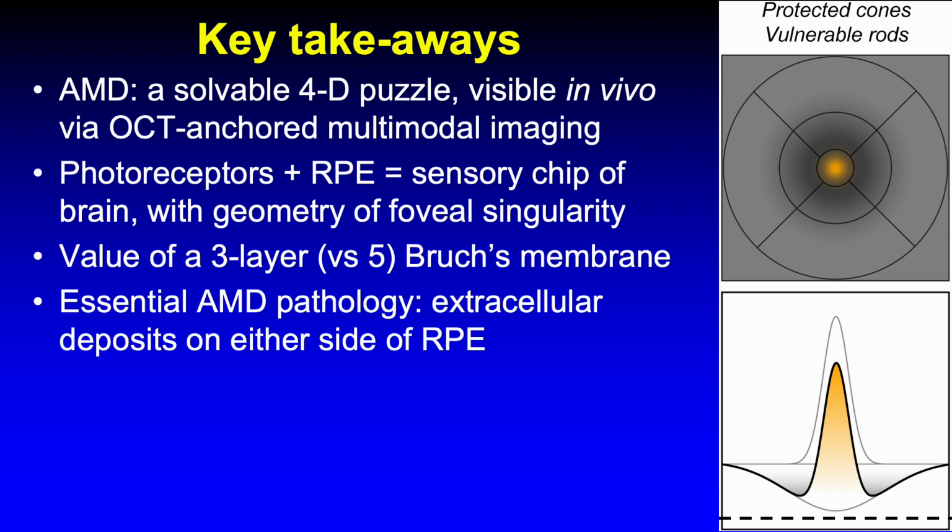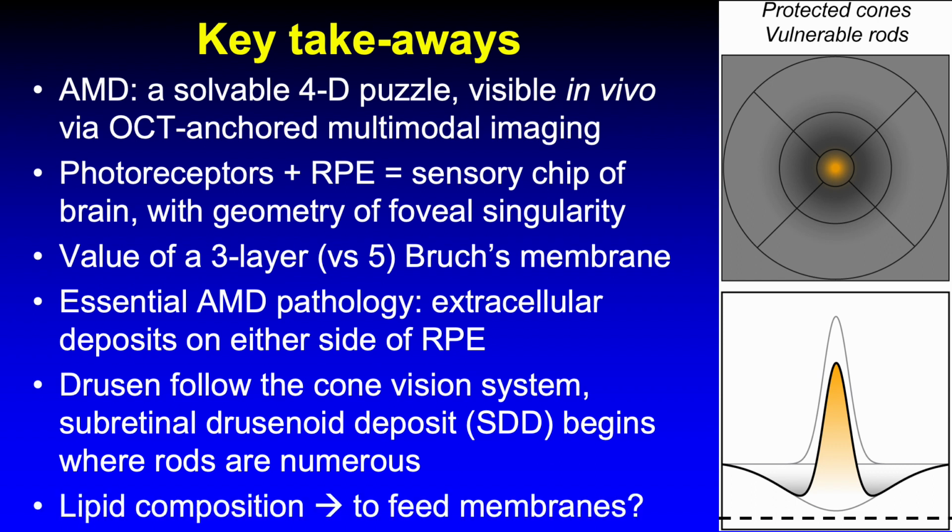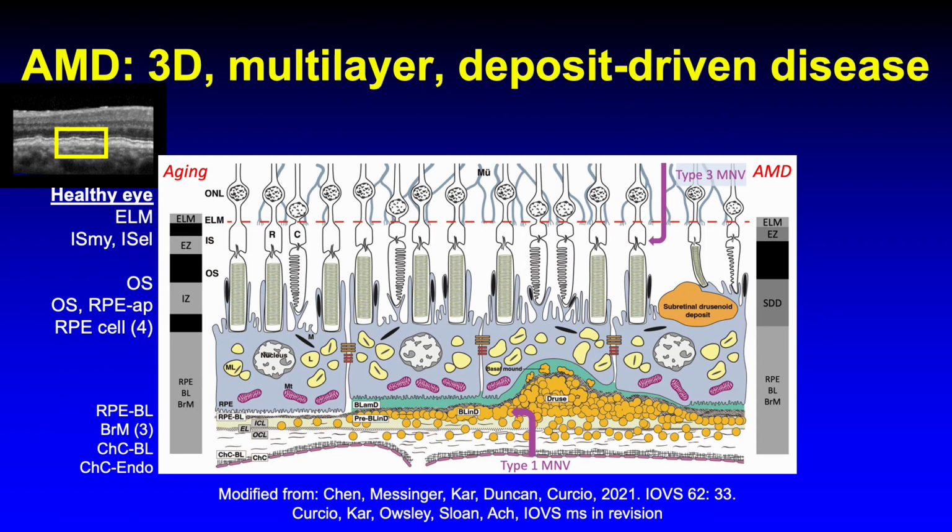The essential AMD pathology is extracellular deposits on either side of the RPE. Drusen follow the cone vision system, and subretinal drusenoid deposit begins where rods are numerous. We think the lipid composition of the deposits hints at a major system to feed the membranes of outer segments.